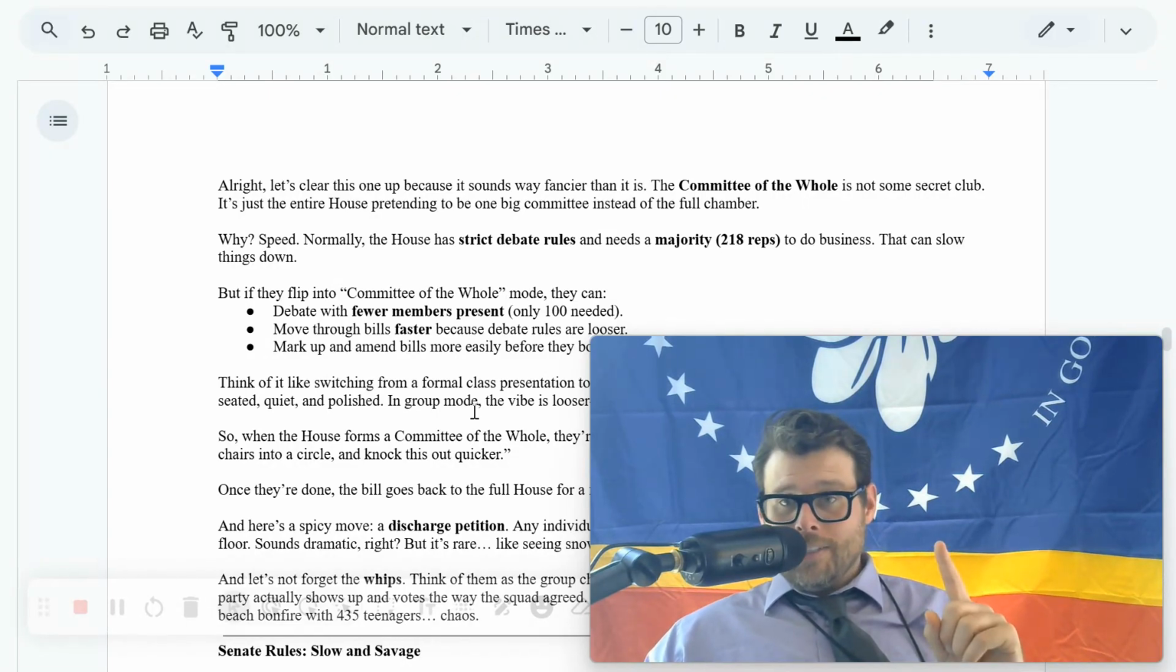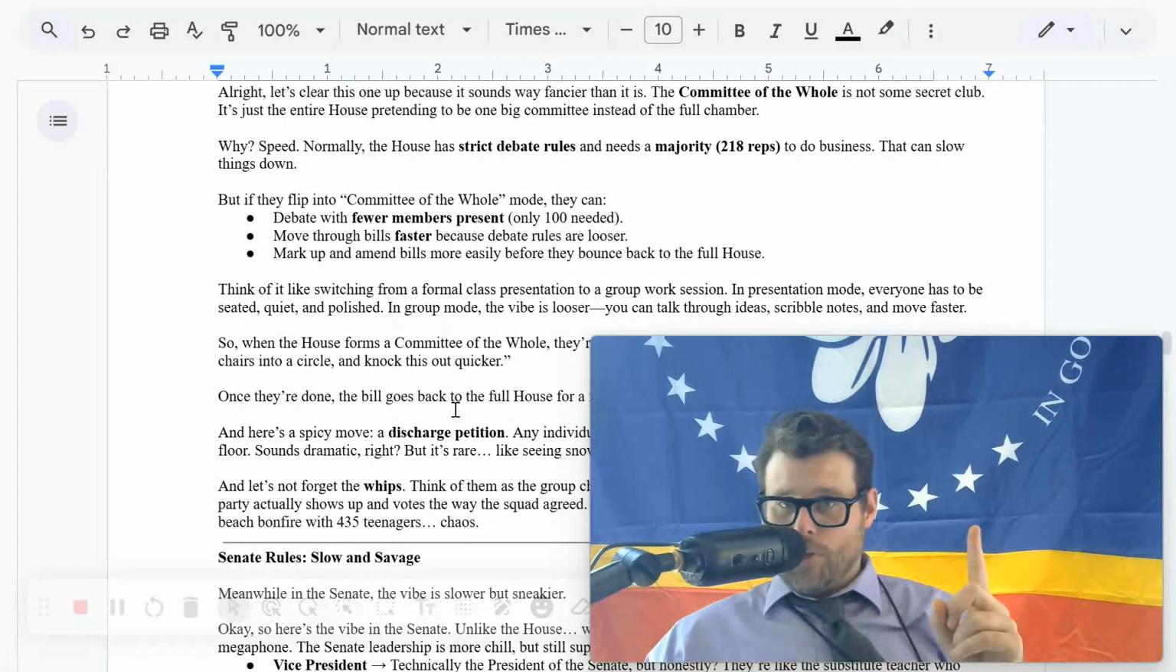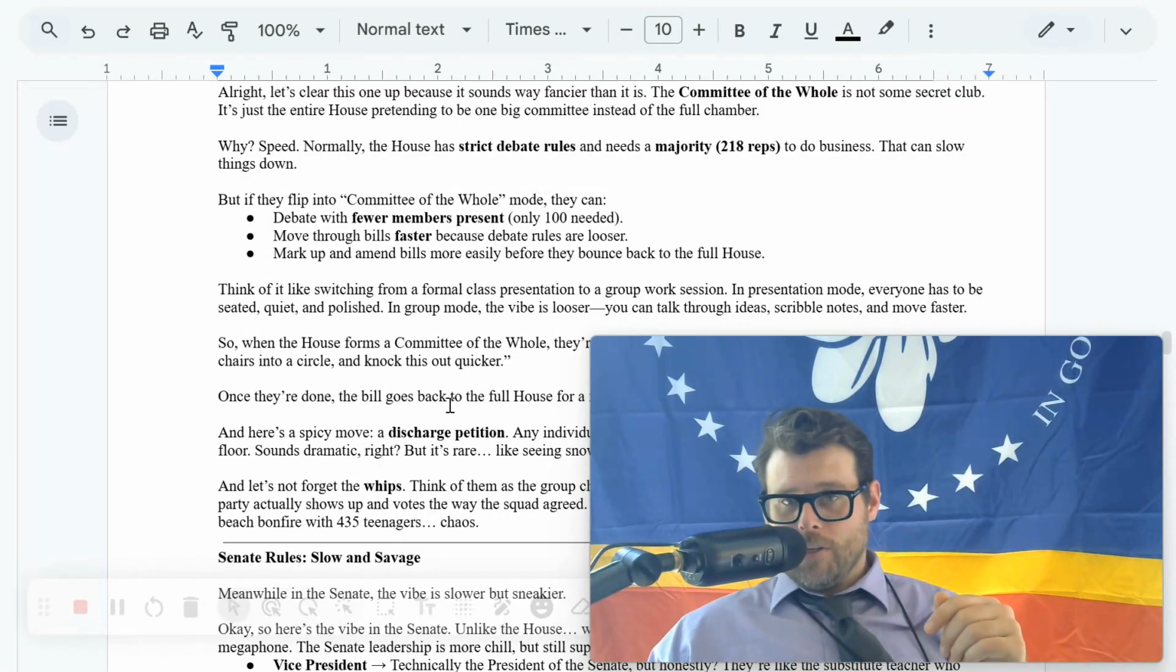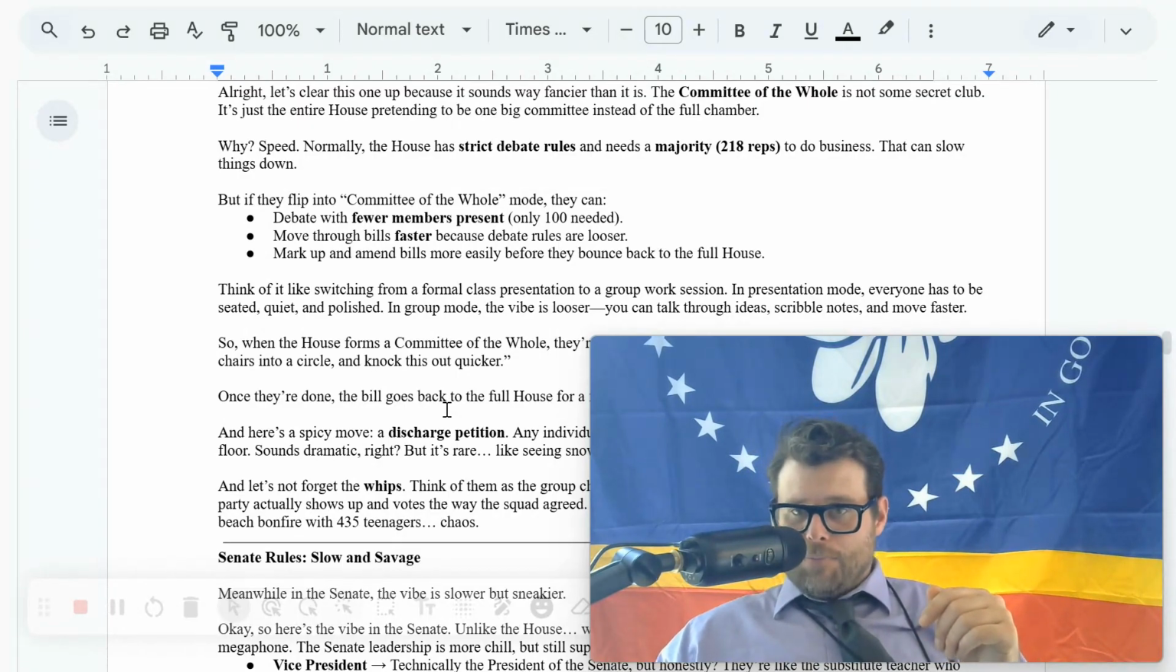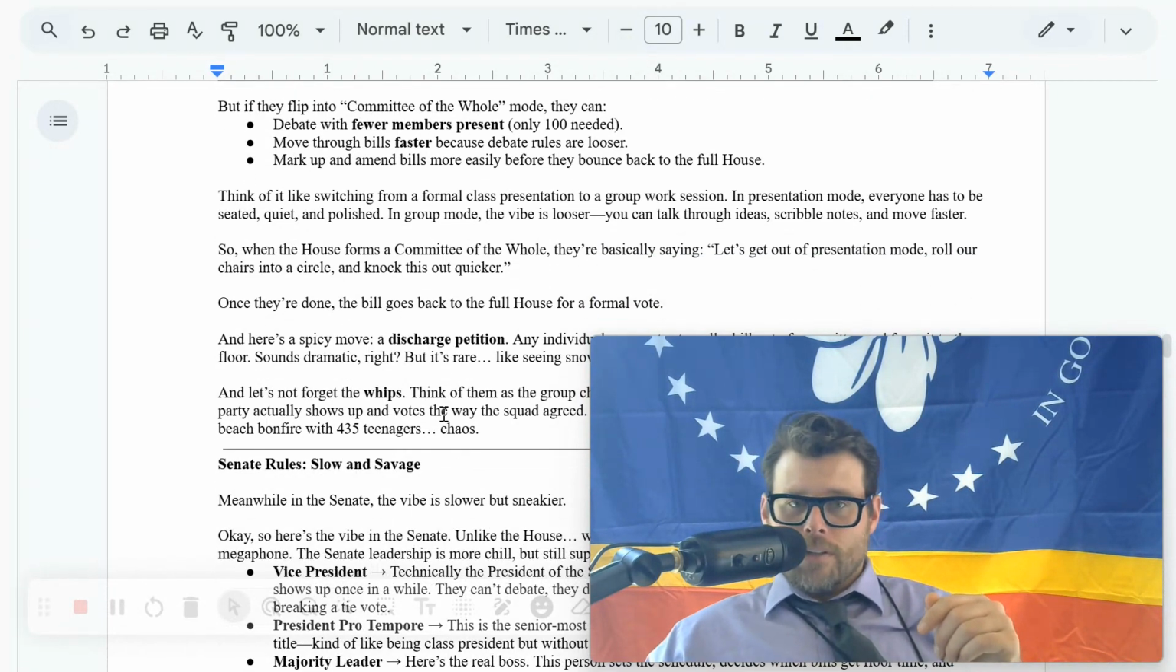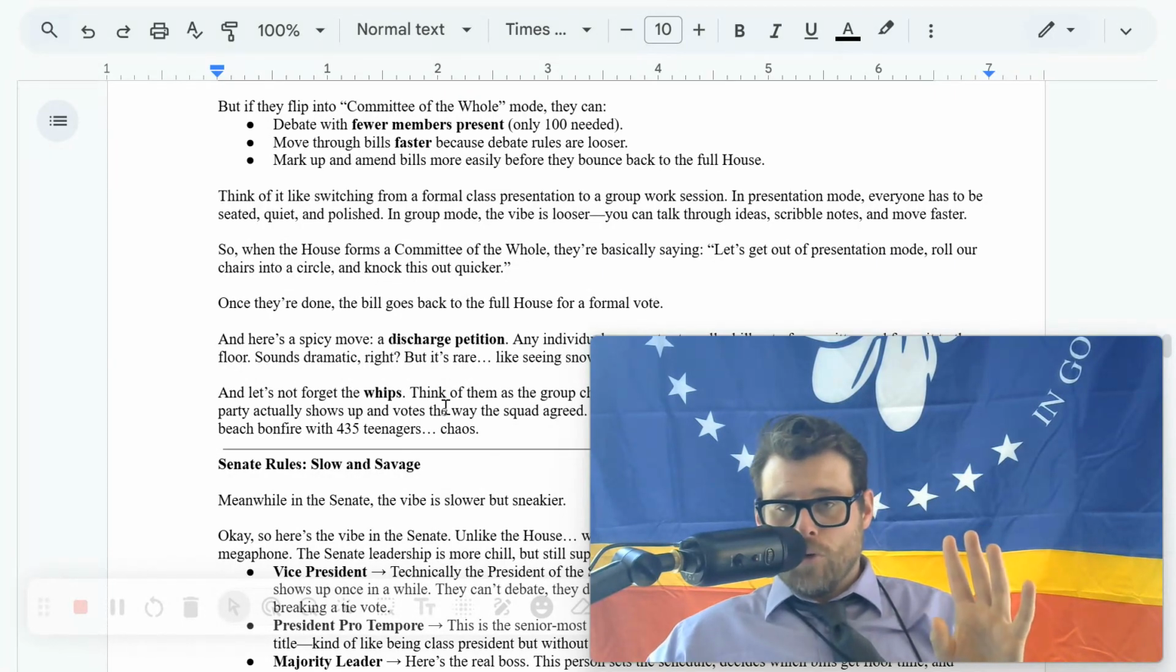That can slow things down, right? But if they flip into a committee of the whole mode, they can debate with fewer members present, only 100 needed, and move through bills faster because debate rules are looser. And they can also mark up and amend bills more easily before they bounce back to the full House for votes. Right? So think of it like switching from a formal class presentation to a group work session.